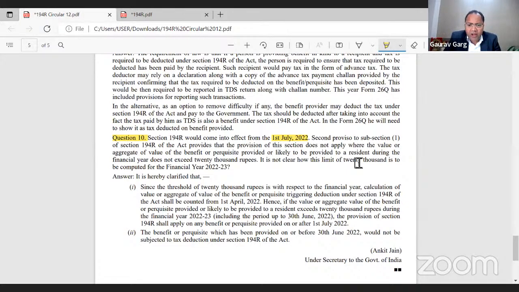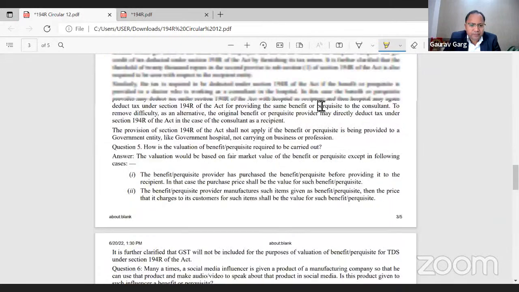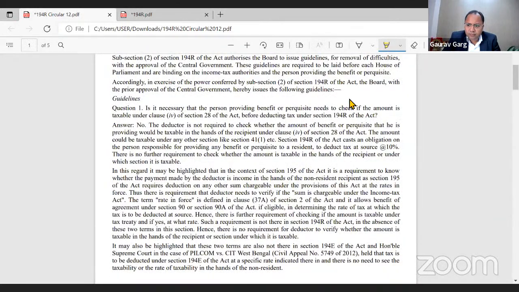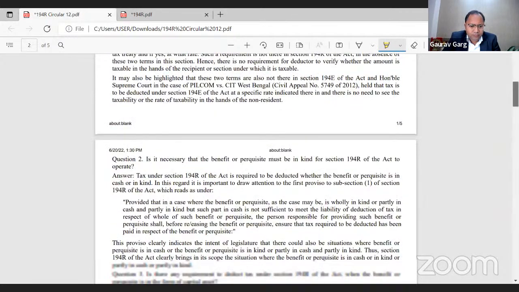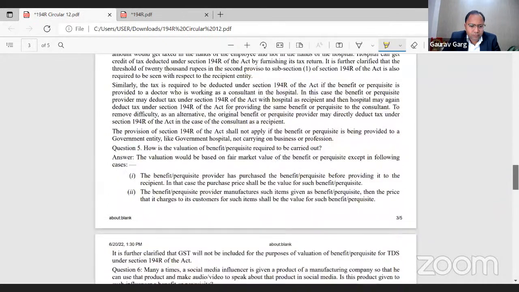I think there is no query on question number 10. So let me move on to question number 5, which is on valuation. We are on question number 5. How do value, benefit, or perquisite required to be carried out?